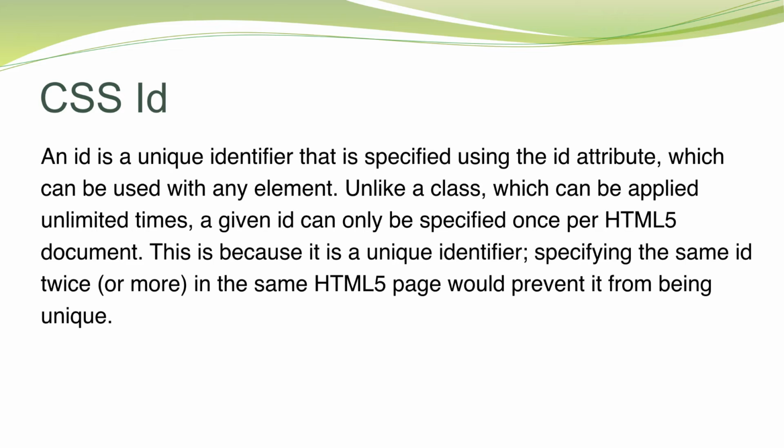An ID is a unique identifier that is specified using the ID attribute, which can be used with any element. Unlike a class, which can be applied unlimited times, a given ID can only be specified once per HTML document. This is because it is a unique identifier. Specifying the same ID twice or more in the same HTML page would prevent it from being unique.